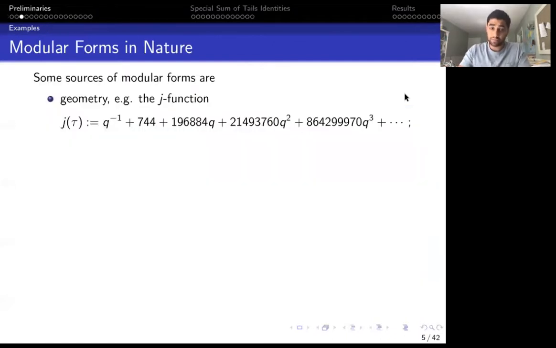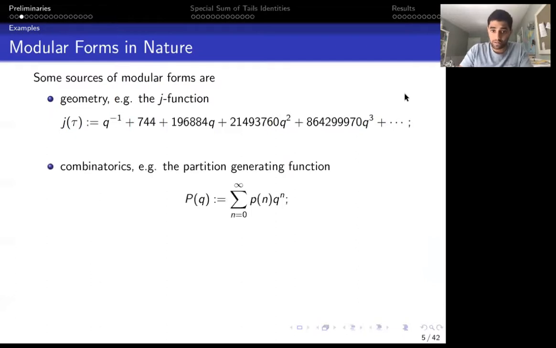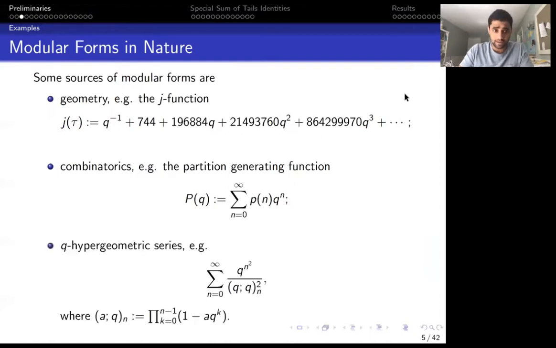As for some examples of modular forms, here is one that stems from geometry. In particular, this is what's called the J function, which is intimately connected with the theory of elliptic curves. Here's another example, this time from combinatorics, and this is the partition generating function, whose coefficients keep track of different ways to sum up to an integer. And lastly, here's an important example from the theory of q-hypergeometric series, which is where my colleagues will be greatly focusing on. This here is called the q-Pochhammer symbol, and this is how it is defined. There are both finite and infinite variations, where this is just chosen to be infinity instead, and we'll see this more and more as time goes on.